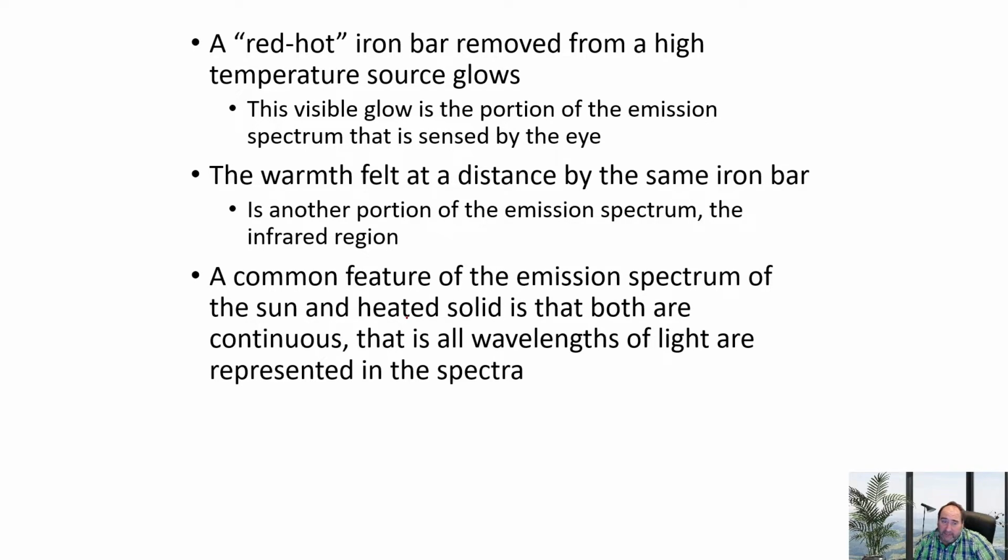A common feature of the emission spectrum of the sun and heated solids is that it is continuous. All wavelengths of light are represented in the spectra, all coming off at once. So if you look at something through a spectroscope or a prism, which you might also do in lab, something illuminated by sunlight (you shouldn't look directly at the sun, obviously), it will separate the light and you'll see all wavelengths coming off at once.